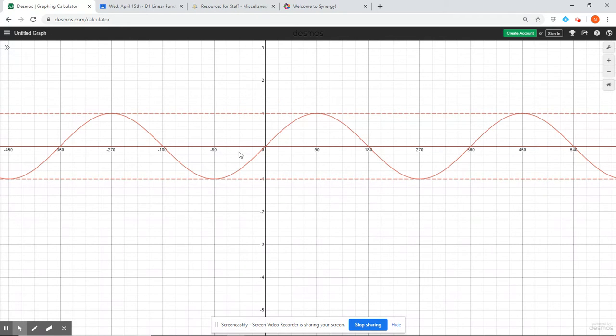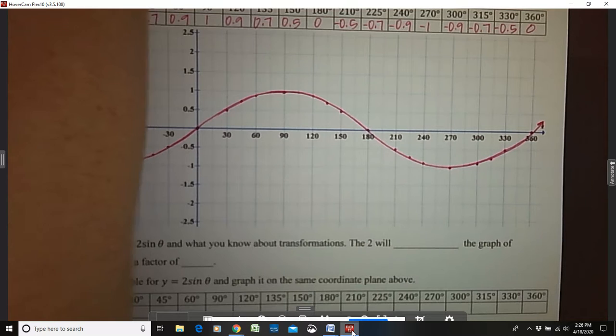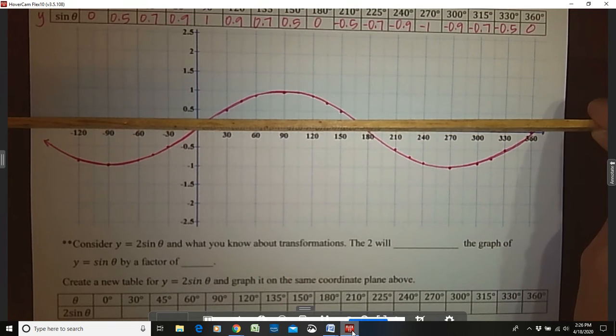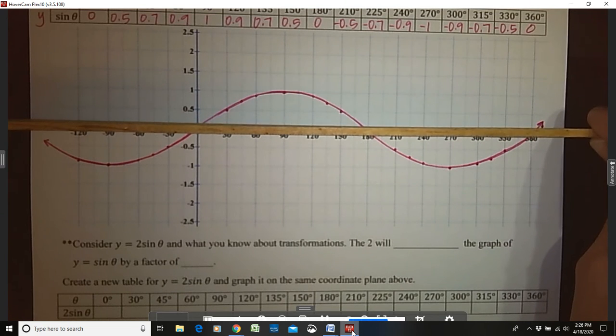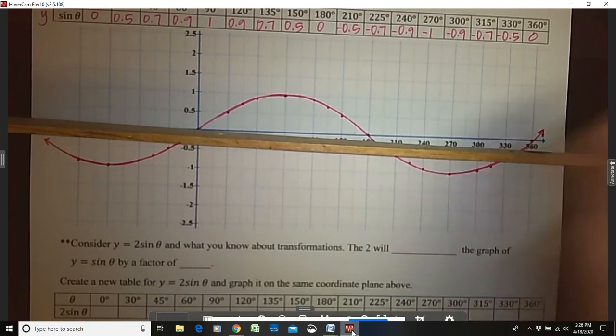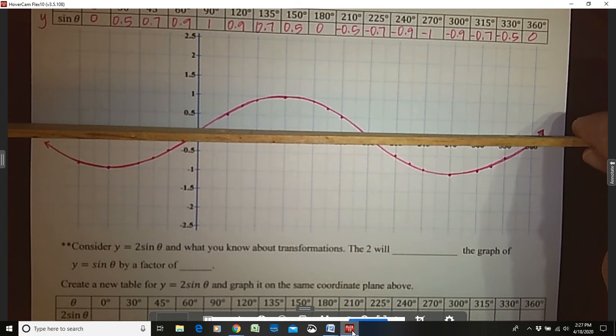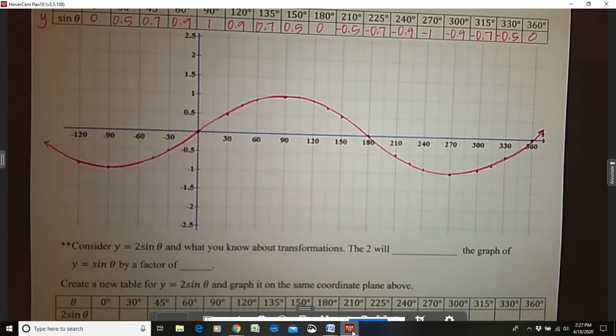But again, that line right down the center here is called the midline, and in this case, it's right on top of the x-axis. So if we look at our graph here, the midline is right there. I'm just going to use a ruler to show you. It cuts the graph in half, and it's basically the x-axis. So it has the equation y equals 0. And again, we'll talk about that more in just a second.